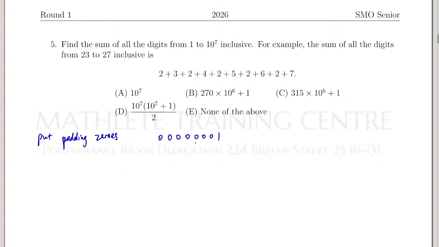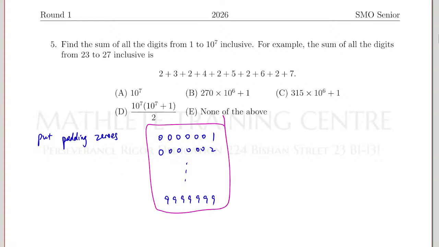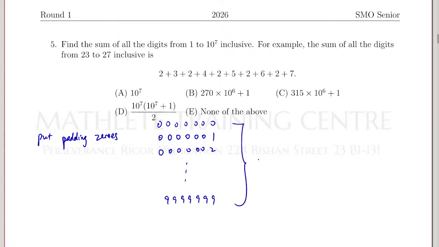If you put padding zeros from 0, 0, 0, 0, 0, 0, 1, I think, okay, maybe one less. Yeah, I do padding from here, 0, 0, 0, 0, 0, 0, 2 all the way up to 9999999. Let's exclude this number first for now. Then what we can get is the number of 1, 2, 3, 4, 5, 6, all that in 9 is the same. And if I include the number 0, 0, 0, 0, 0, 0, 0, then the number of 0, 1, 2, all the way up to 9 are the same.